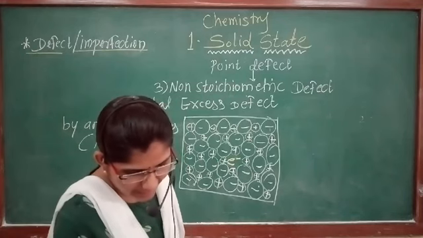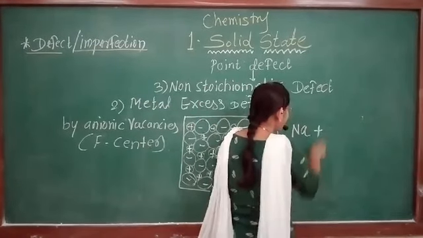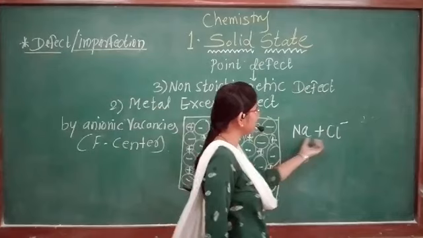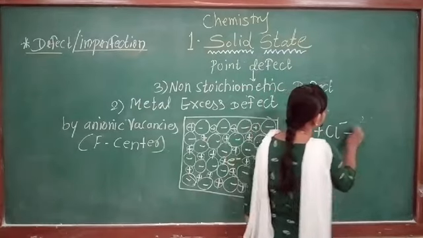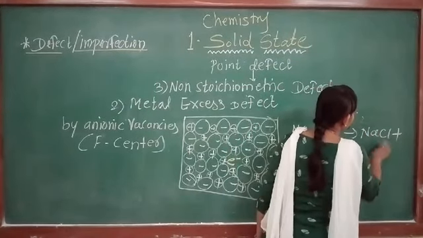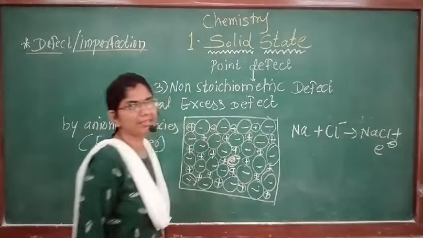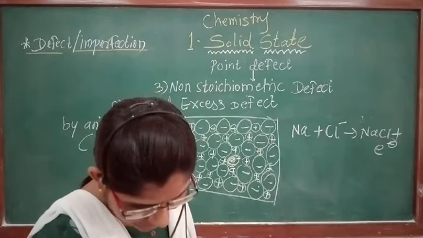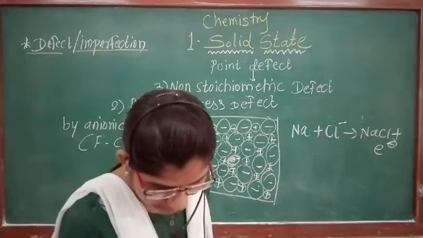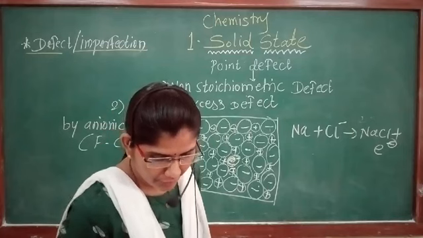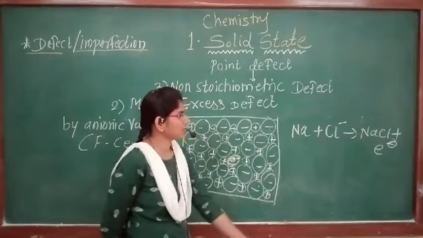So the Cl minus ions combine with the sodium. Here the sodium metal is deposited, and it combines with the Cl minus ions and produces NaCl. The electrons are released, forming NaCl by releasing an electron from the sodium atom. The released electron diffuses into the crystal and occupies the vacant site of the anions.